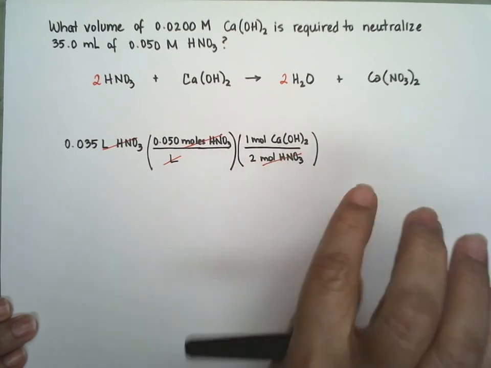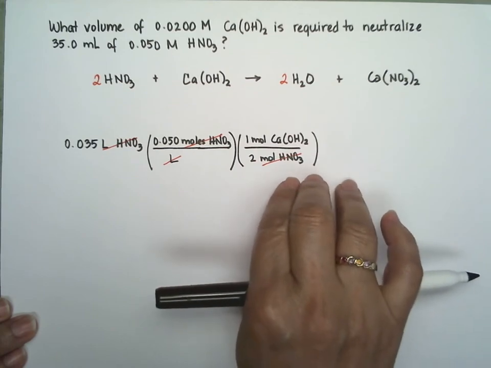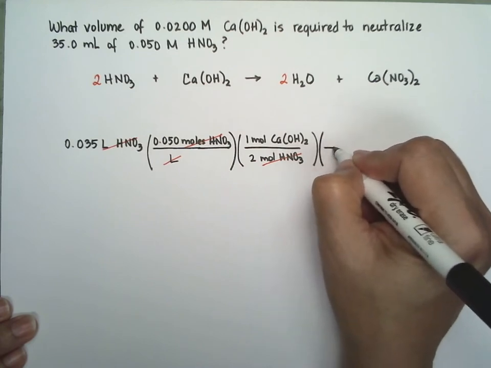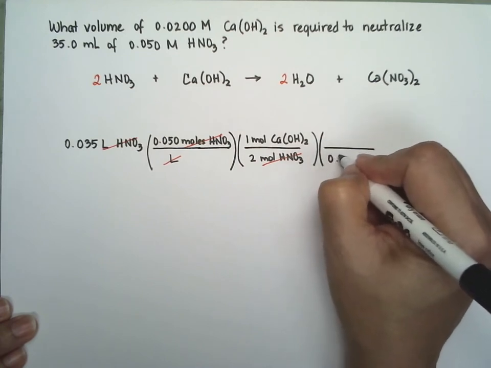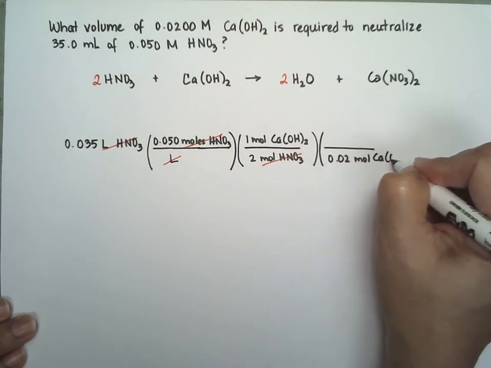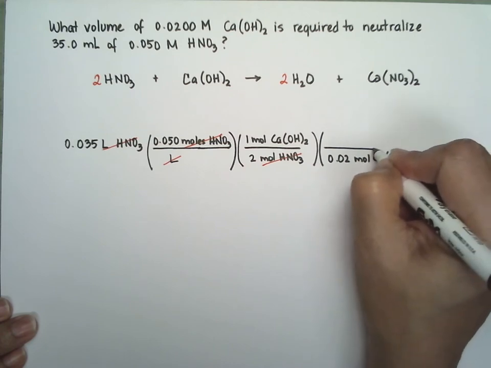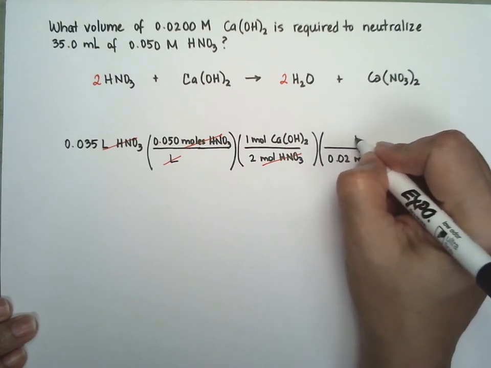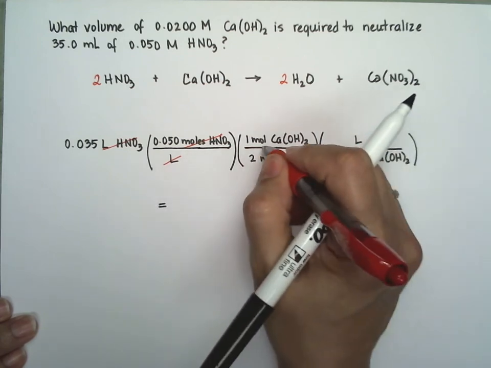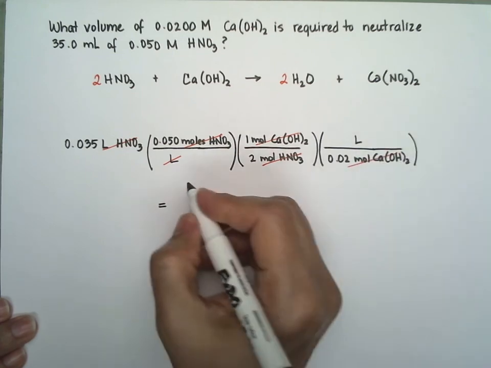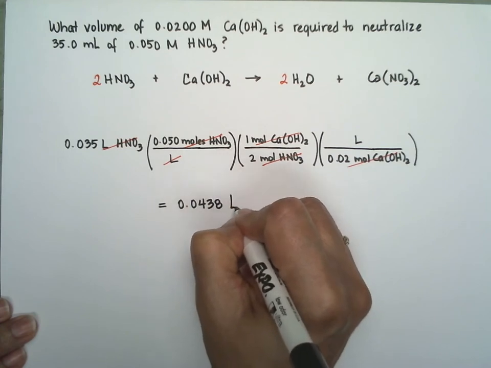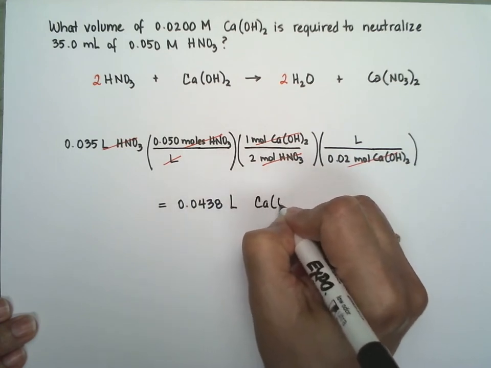So right now I have the moles of calcium hydroxide right here, and I do have the molarity of the calcium hydroxide. And it's 0.02 moles of calcium hydroxide for every liter of calcium hydroxide solution. So when you plug all that into the computer, you get 0.0438 liters of calcium hydroxide.